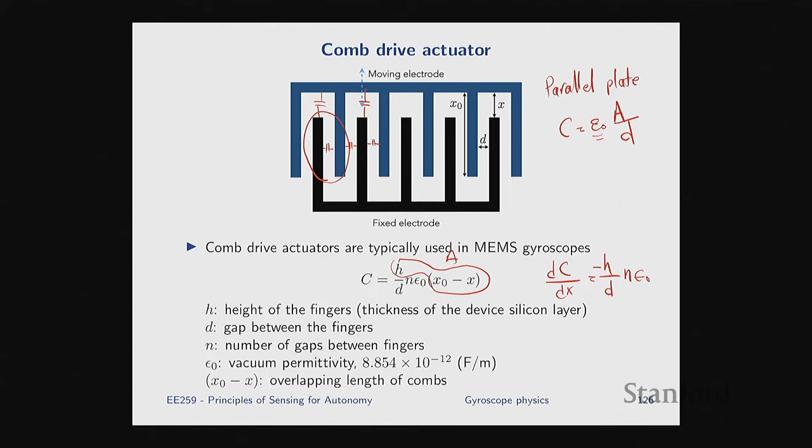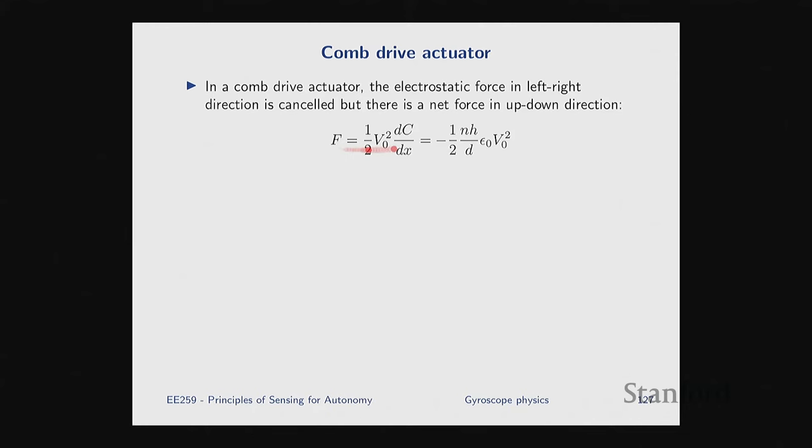So we plug that in, and then we get our full expression for our actuation force, which is equal to negative 1/2 N times h over d. All this here is just the geometric constant, right? N is the number of plates, h is the height, d is the gap, epsilon zero is the permittivity, and V zero squared is your drive voltage, or the amplitude of the drive voltage that you put on the capacitor.